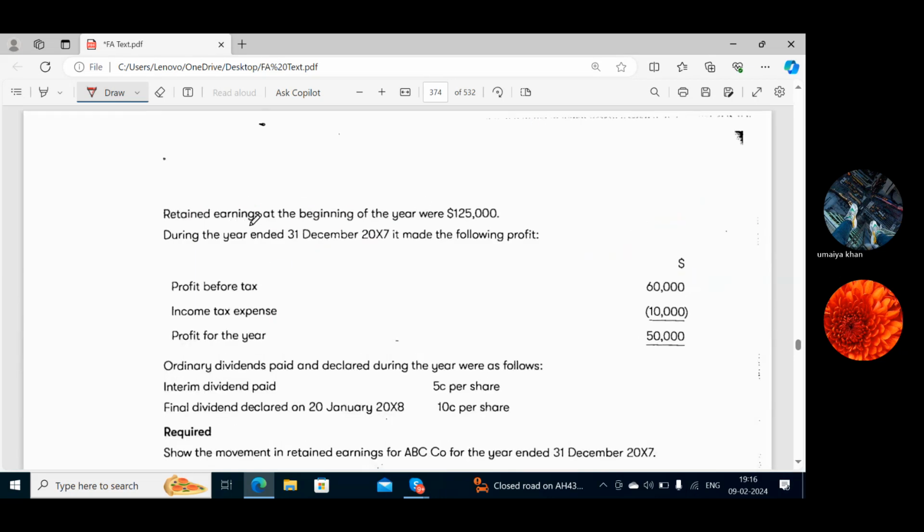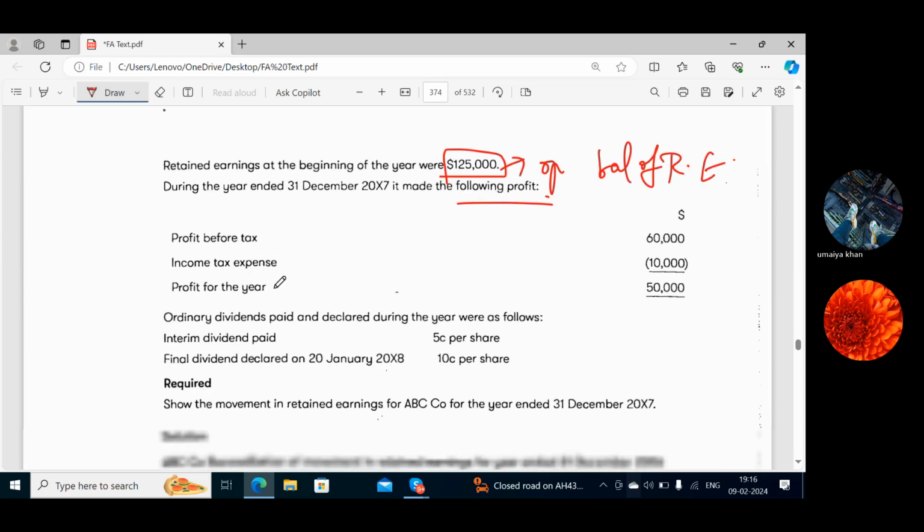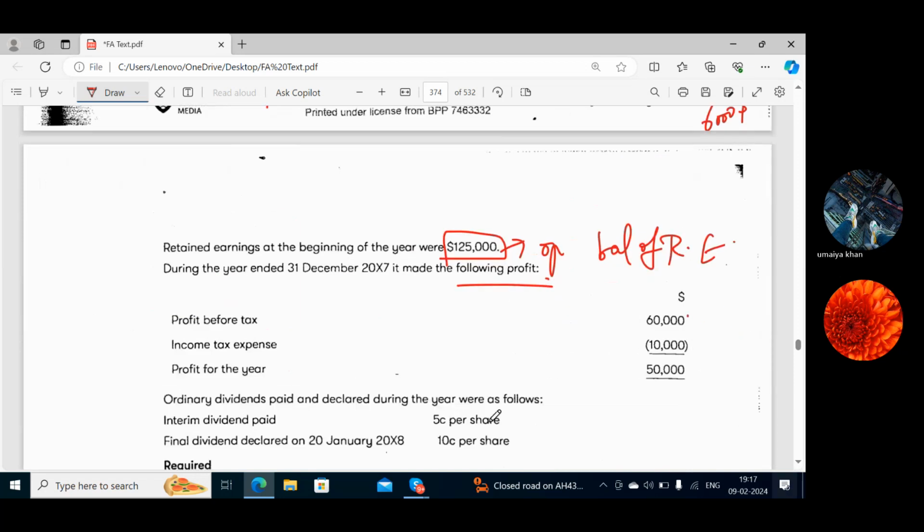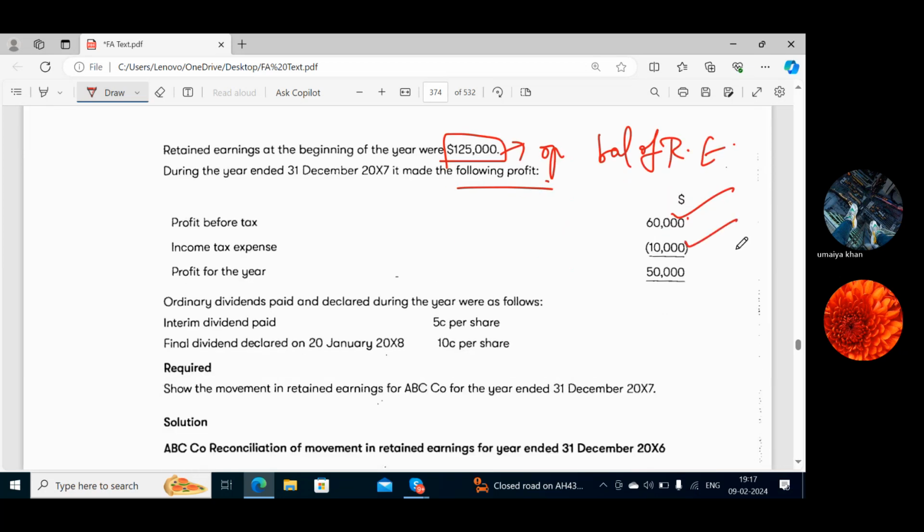Now what they are saying is, retained earnings at the beginning of the year was $125,000. That means this is the opening balance of retained earnings. And then during the year ended 31st December 2007, it made the following profits. See, we started the topic from here, and the figures at the end of the year are also given to you. The profit before tax is this, income tax is deducted, and the profit for the year is this.